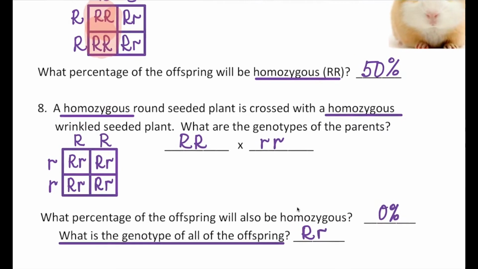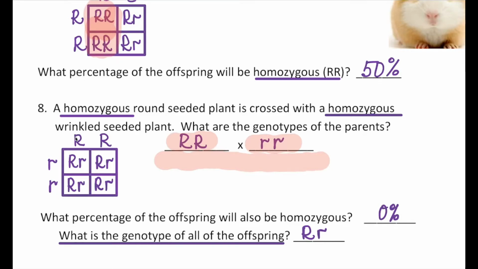A homozygous round and a homozygous wrinkled. First, they're asking you to write what genotypes are. So homozygous dominant and homozygous recessive. When you cross 2 homozygous, all of your offsprings are going to be heterozygous, providing that the homozygous were opposite. If you crossed all homozygous recessive, then all your offsprings would be homozygous recessive. If you crossed all homozygous dominant, all of your offsprings would be homozygous dominant. But if the homozygous are opposite, then all of your offsprings are going to be heterozygous.